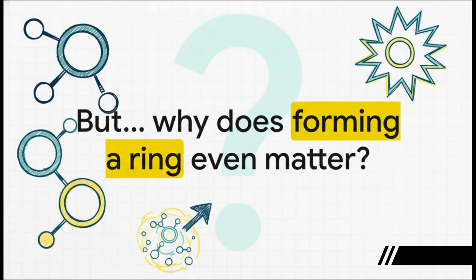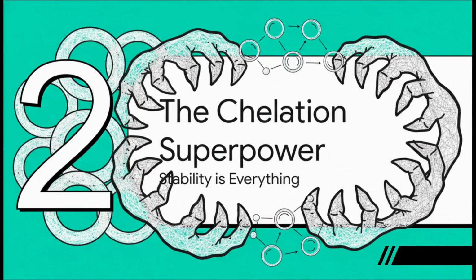Okay, so I keep going on and on about these rings, right? Bidentate and polydentate ligands form these rings. But so what? Why should you care? Why does making a little ring give these ligands some kind of special power? Let's stop looking at the what and start asking why. This brings us to what I call the chelation superpower.